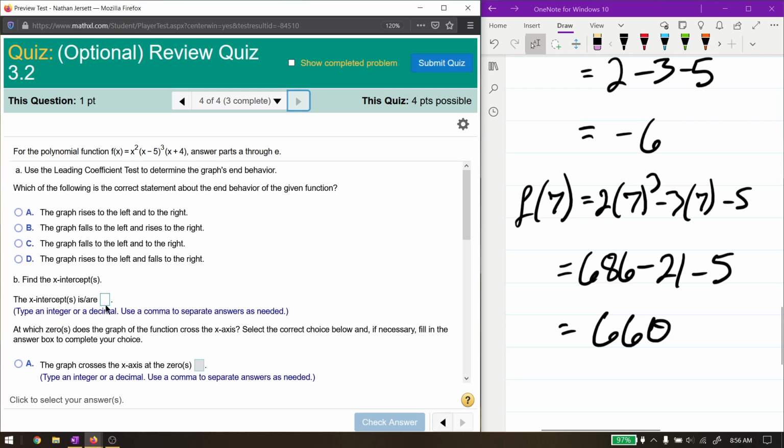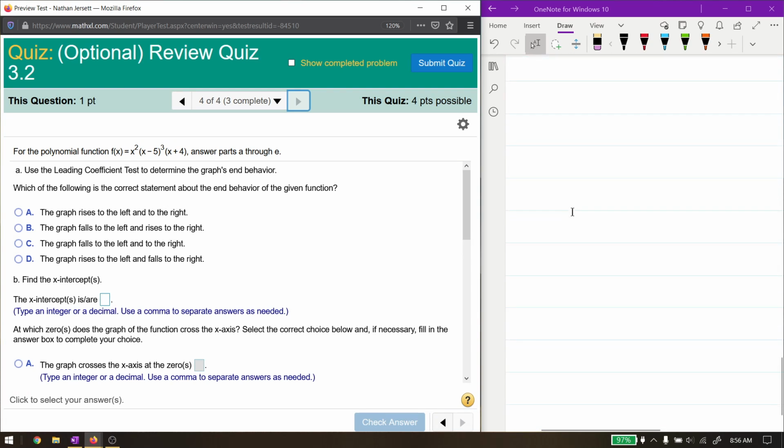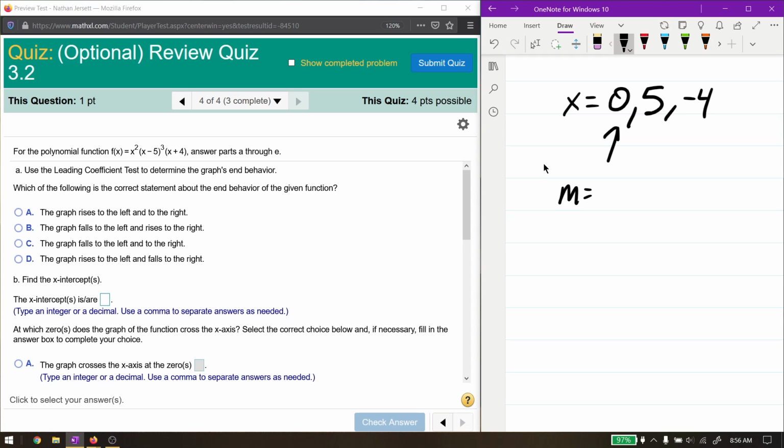Okay, for this last one, once again, we're looking at the polynomial and trying to figure out what it looks like. We have a number of zeros here. Looks like we have x equal to 0, 5, and -4. Those are our zeros. 0 has multiplicity equal to 2. 5 has multiplicity equal to 3. That's the power on x. I'm just looking here at the power.